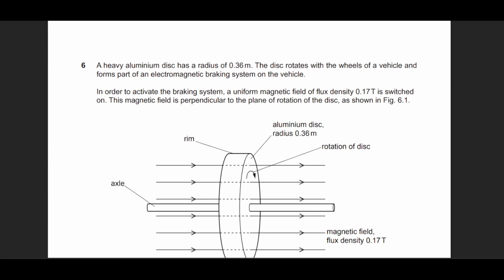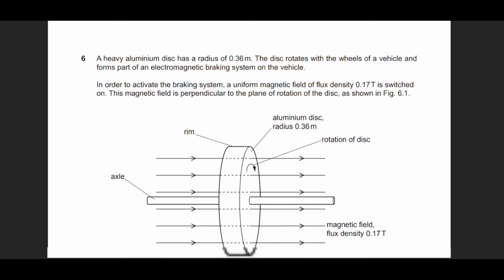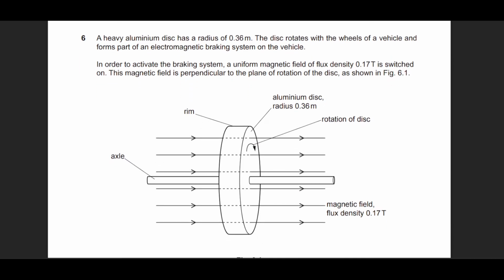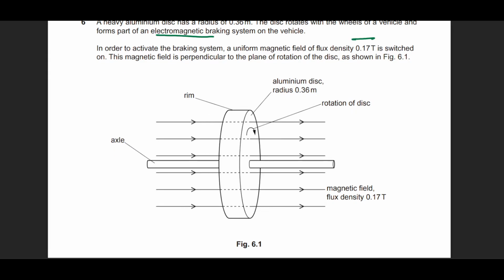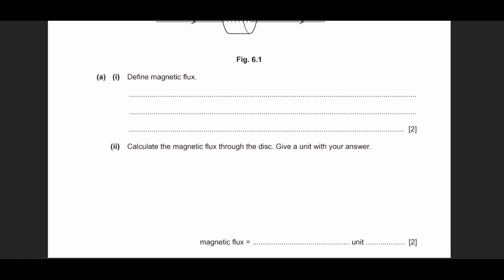Question number 6 is interesting in terms of modern day vehicles, how the charging works, how regenerative braking works. But anyways, we have a disk of radius, vehicle and electromagnetic braking system. Okay, fine. We have a uniform magnetic field. It can be switched on and off based on our requirement. Okay, define magnetic flux. And we know that magnetic flux is actually phi equals to BA.